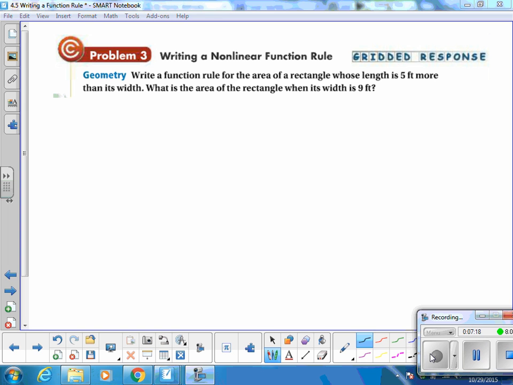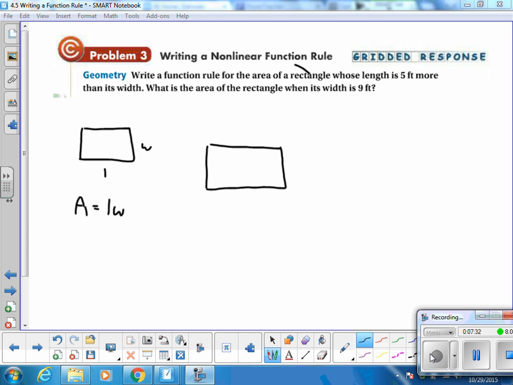All right, let's look at the general rule of this rectangle. So we have the length and the width, the area being length times width. Let's look at this particular rectangle. This particular rectangle is saying the length is 5 more than its width. So if I know its width, its length right here is 5 more than its width. And I'm considering the area of this. I'm going to need to find my function first before I answer this particular question.